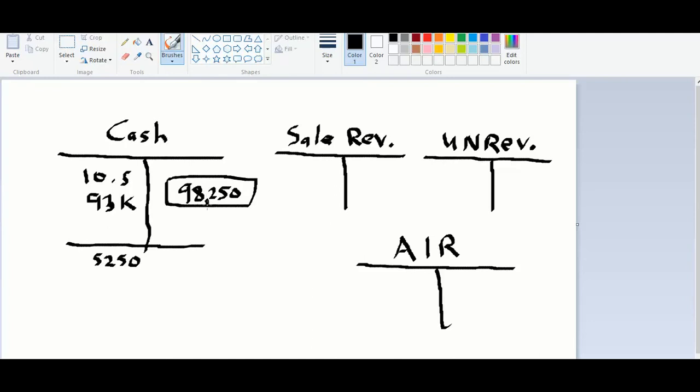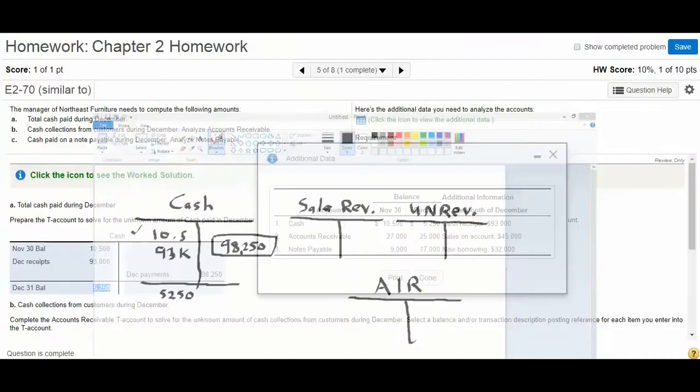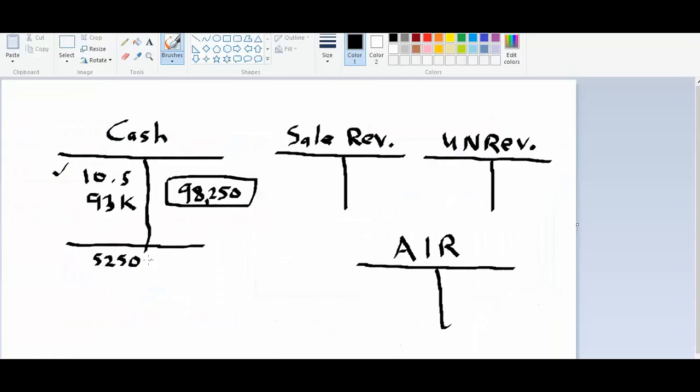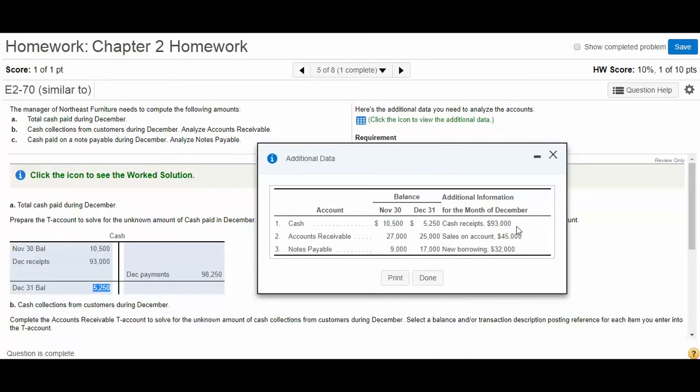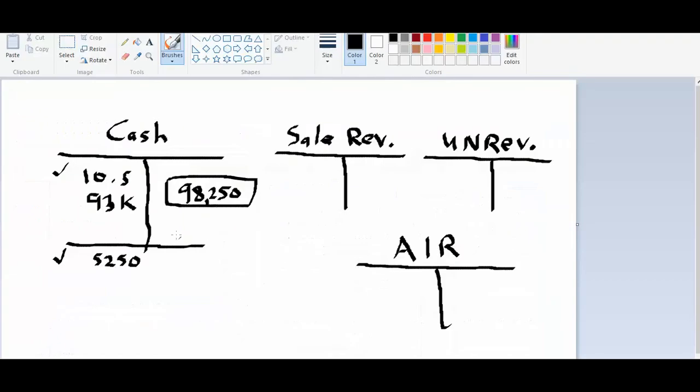You'll notice this is a classic where we give you three and you solve for the fourth. So you were given the 5,250. You were told that 93,000 was collected. Now the problem is which side does it go on? You just have to know that cash, when it's received, makes cash go up, and then the difference is the 98,250. Let's move on.